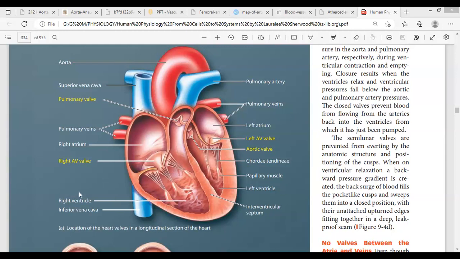What's the other name given to this valve? It's this one, right atrioventricular valve and left atrioventricular valve. What's the other name that can be given to these valves? Tricuspid and mitral? Tricuspid is on the right or the left? Right, and then left is mitral. Yeah, great.